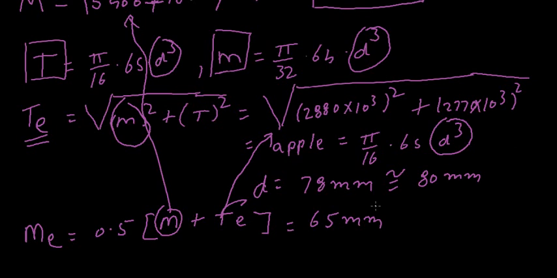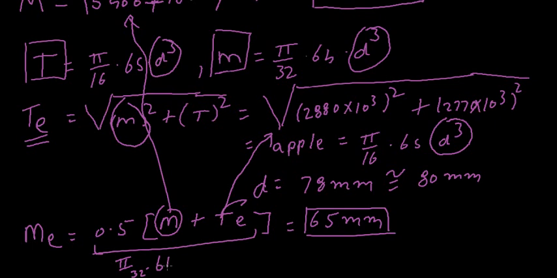Now this 65 millimeters is the diameter of the shaft. Like, I mean, this whole value जो भी तुम्हारा आंसर आएगा is equal to pi by 32 into fb into d cube. इसमें से तुमको एक d की वैल्यू मिलेगी. Now this d की value is 65 millimeters if you calculate.